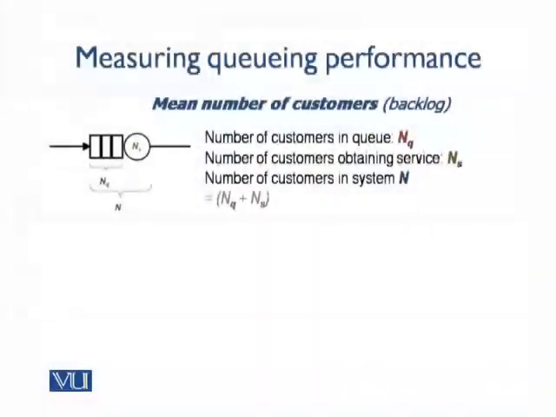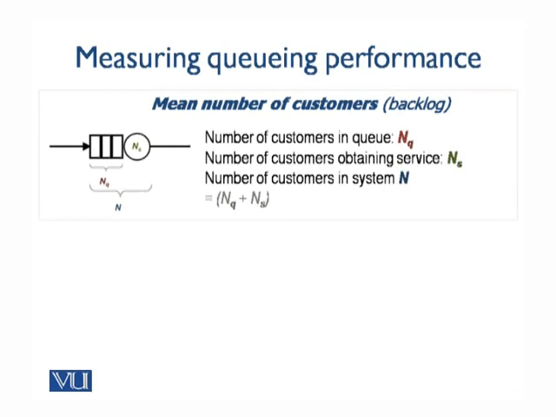To understand Little's law in depth, first of all, let me introduce some performance metrics that we use to characterize queuing systems. So the first performance metric that I want to talk about is the backlog in a queue, which is essentially how many customers are still present in the queue. We would call this the mean number of customers. And we can express the same thing in many different ways because we can analyze a system from very different viewpoints.